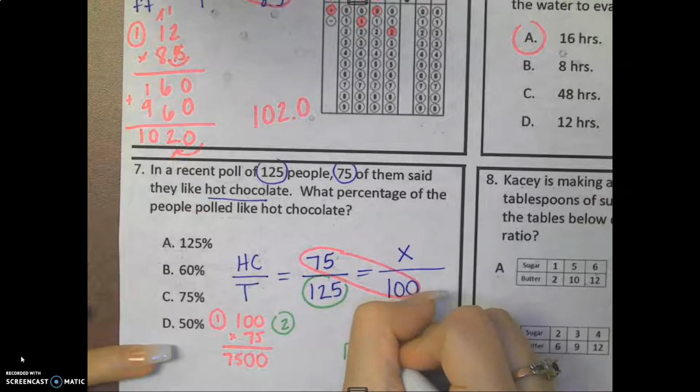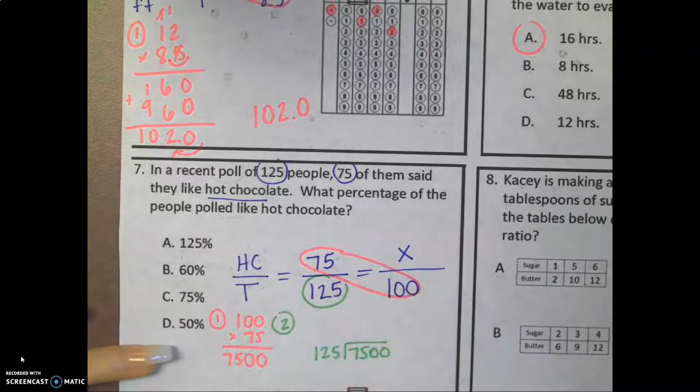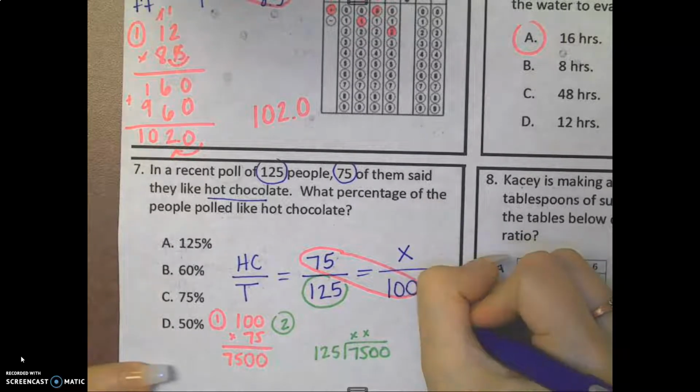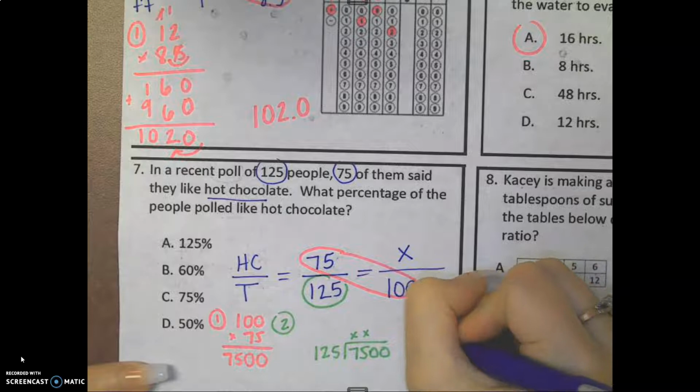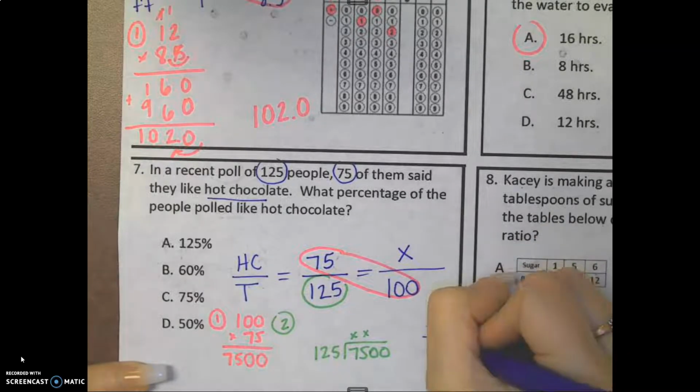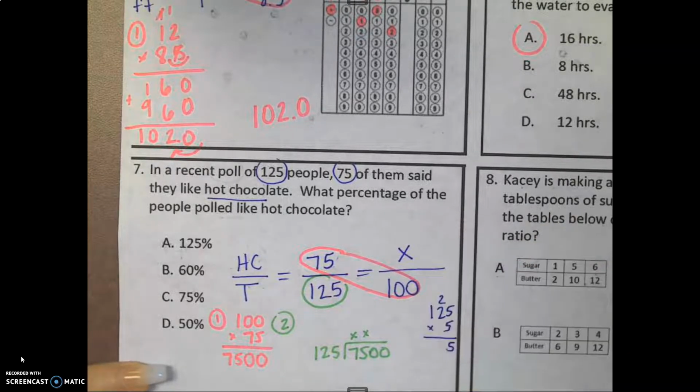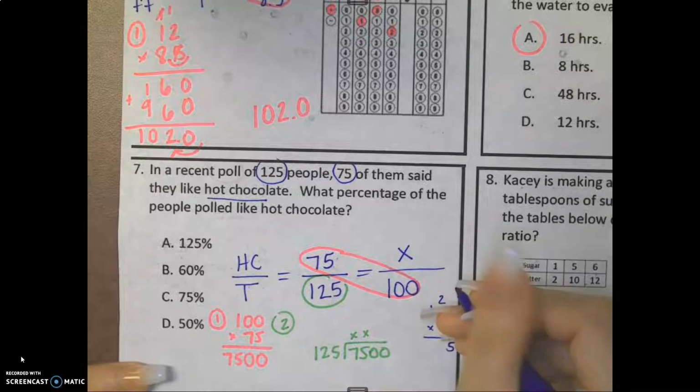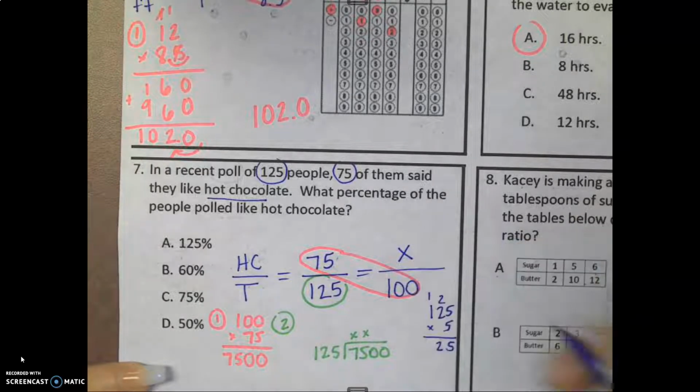7,500 divided by 125. It can't go into 7, it can't go into 75, but it can go into 750. Let's see how many times. I'm going to try 5. 5 times 5 is 25, carry the 2. 5 times 2 is 10, plus 2 is 12, carry the 1. 5 times 1 is 5, plus 1 is 6.